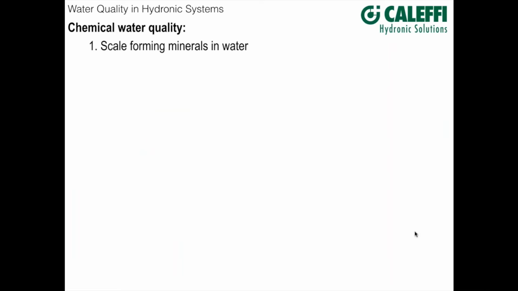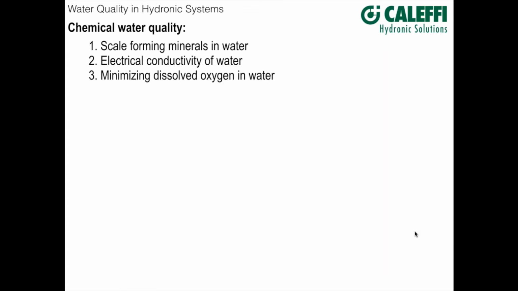Now we're going to turn our attention to chemical water quality. In particular, we're going to look at scale-forming minerals that can come in with the makeup water. We're going to take a look at electrical conductivity of water. In general, we want very low electrical conductivity in water. We don't want it to be completely zero, because at that point, a device such as a low water cutoff, which actually counts on the water conducting an electrical current, isn't going to work. But we want to keep that conductivity very low.